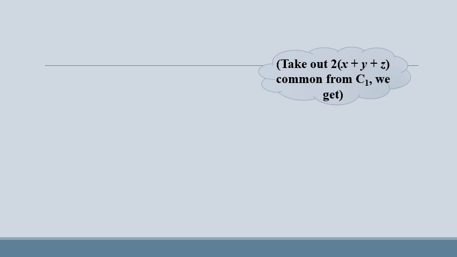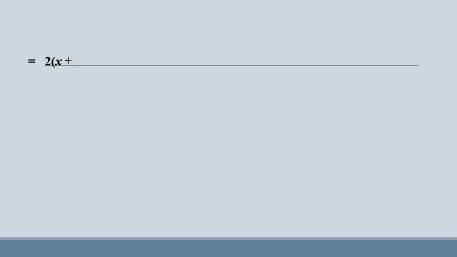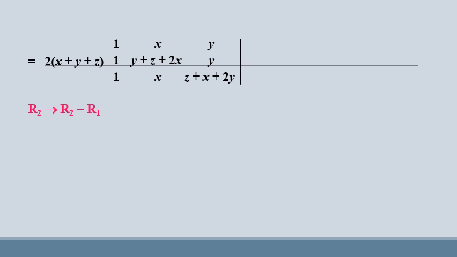Taking 2 times x plus y plus z common, the elements of the first column will be 1 1 1, and the rest of the determinant is x, y; y plus z plus 2x, x, y; z plus x plus 2y. Next we will keep the first row as it is and try to apply the operations on R2 and R3. So on R2 we will apply the operation R2 implies R2 minus R1.